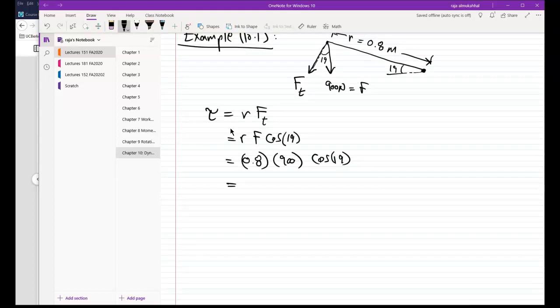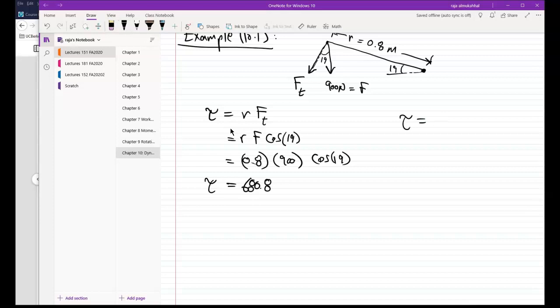And if I do this, cosine 19 times 900 times 0.8, I got 680.8. So you have 680.8 for the torque. You got that, guys? Now, what is the unit of torque? I forgot to mention that. So we said that torque is RF.